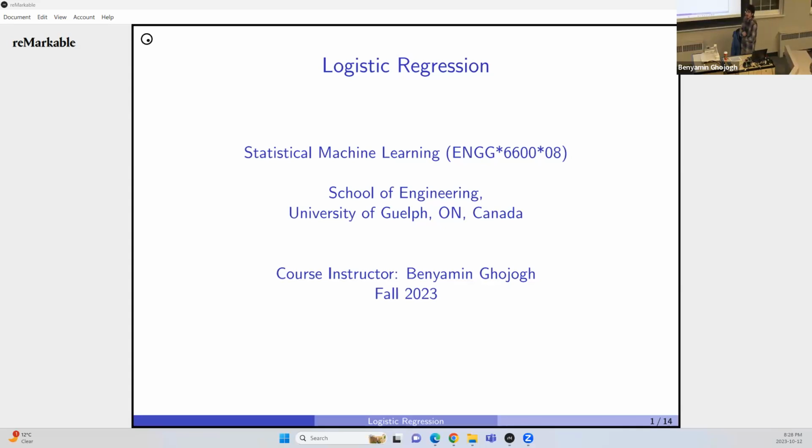Okay, so now we cover logistic regression. If you have had deep learning with me, this slide deck might be a bit repetitive for you, but it will be short. Don't worry about it.